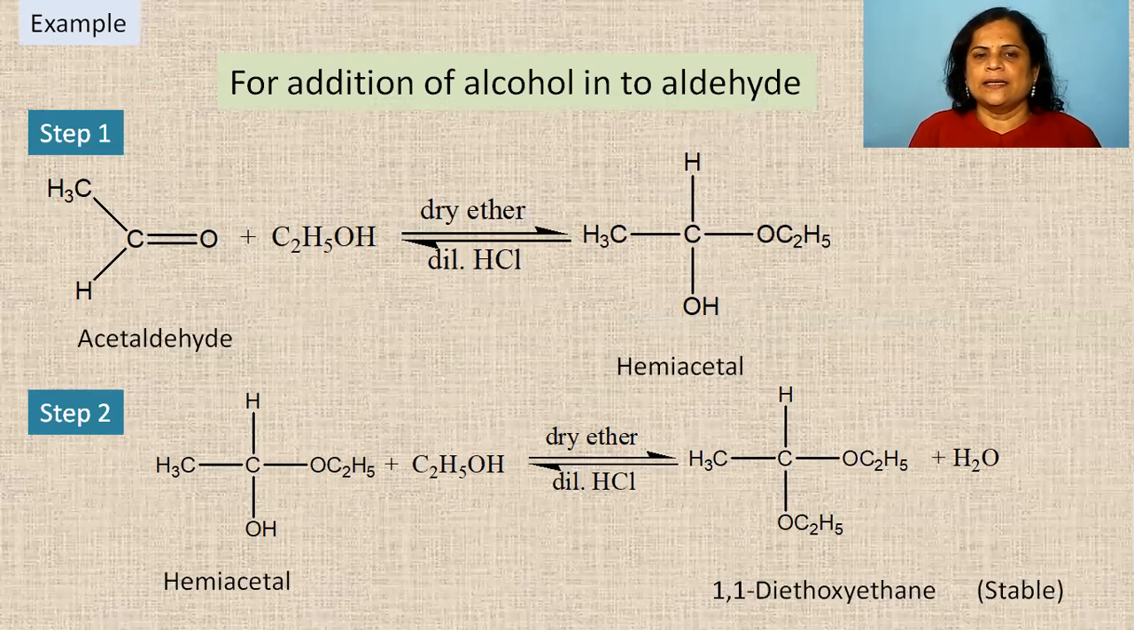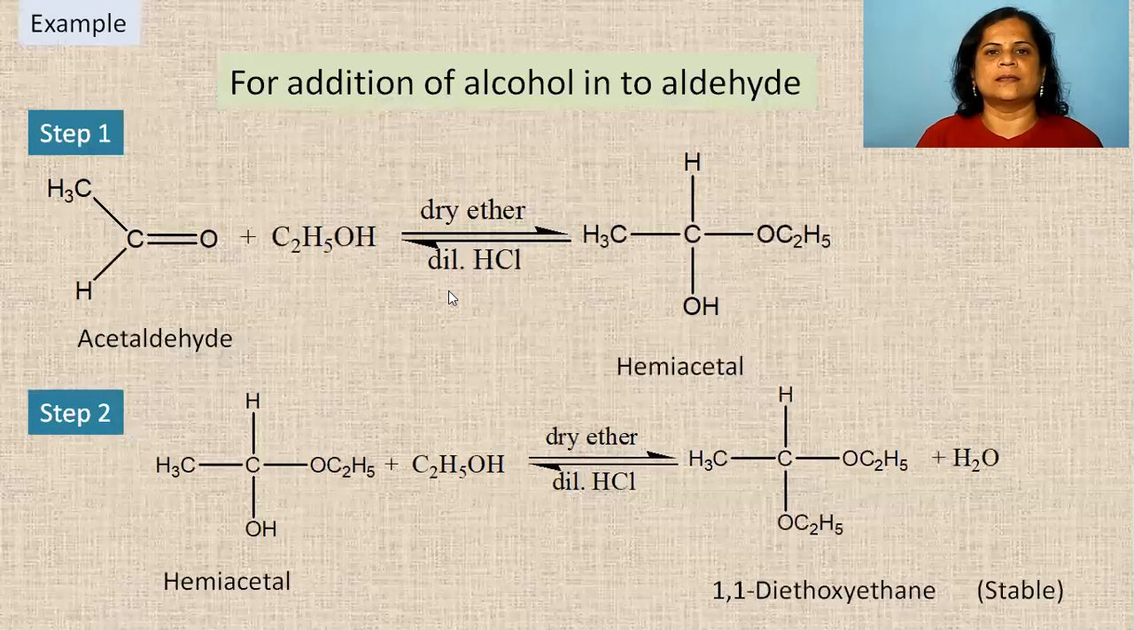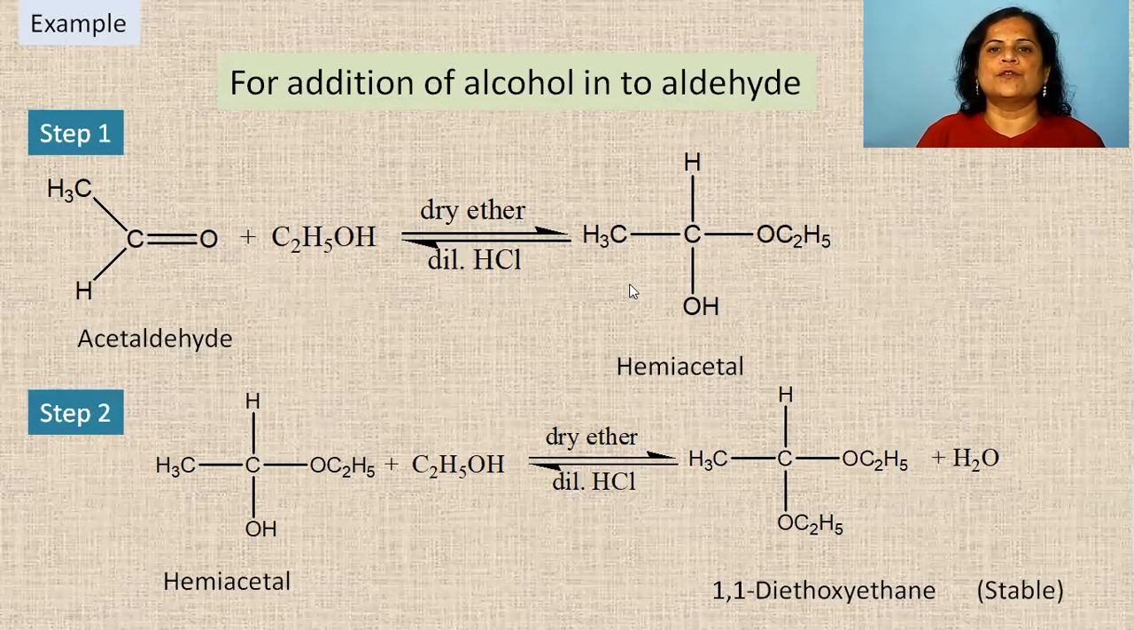First, acetaldehyde reacts with ethyl alcohol in the presence of dry ether, and it forms the hemiacetal. It means the addition of OC2H5 from ethyl alcohol, the C2H5O group, which is called the ethoxy group, is added on the carbonyl carbon, and H plus from the alcohol goes with the carbonyl oxygen, forming the hemiacetal.